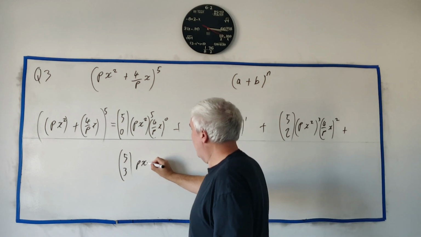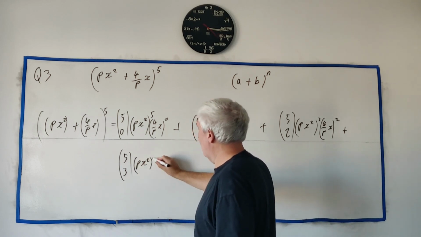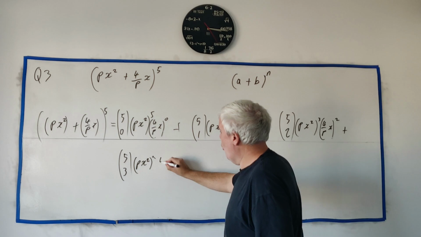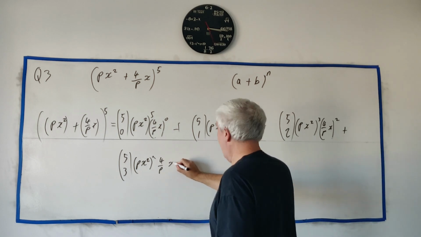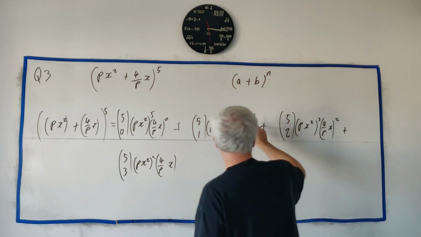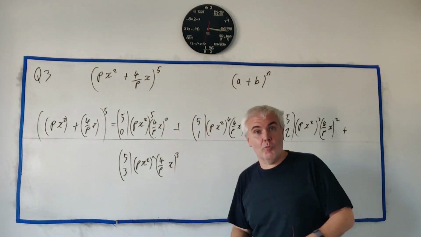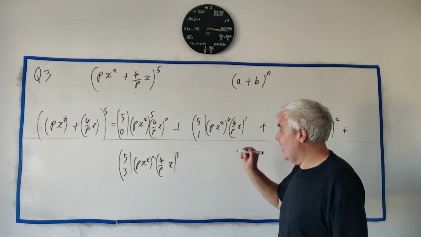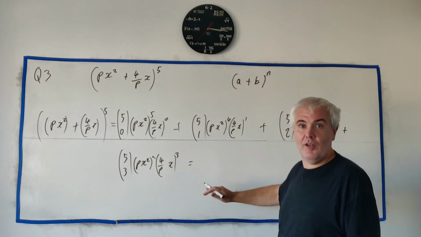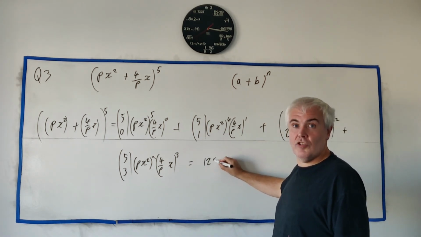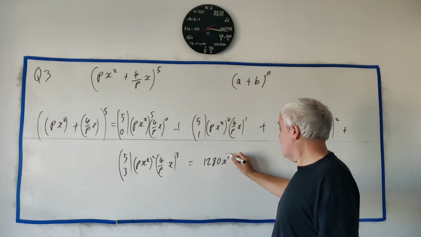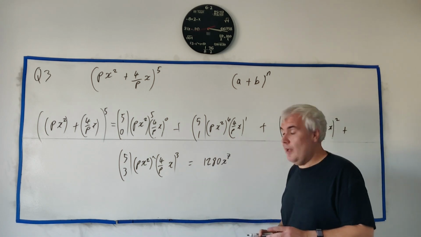And px, x squared to the power of 2, 4 over px. The next number, this has been going up, 1, 2, the next one is 3. This is the term we're interested in. They told us that the answer to this term, if we multiply all this out, should be 1280 x to the power of 7. That's all I'm trying to say.